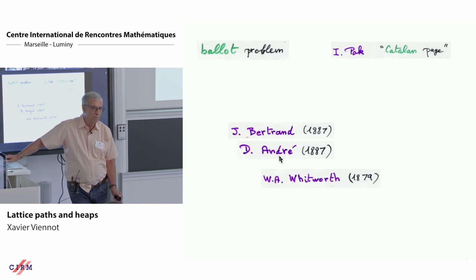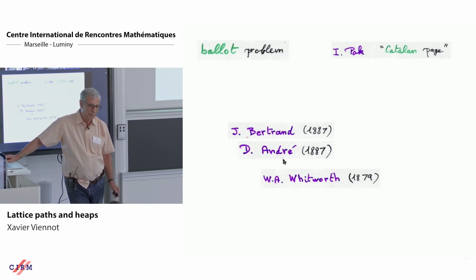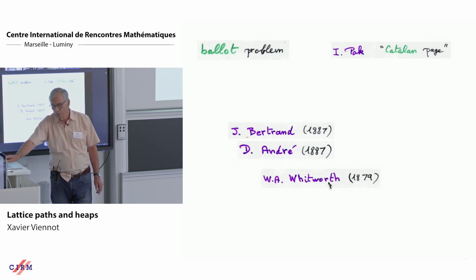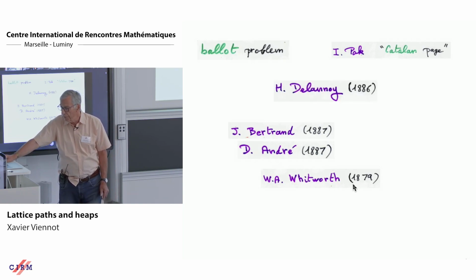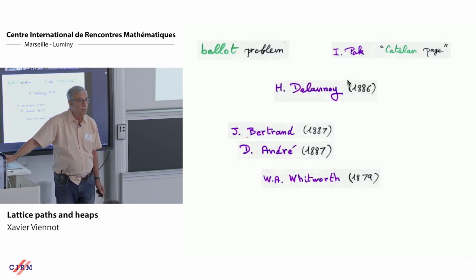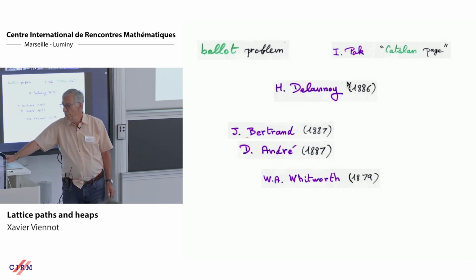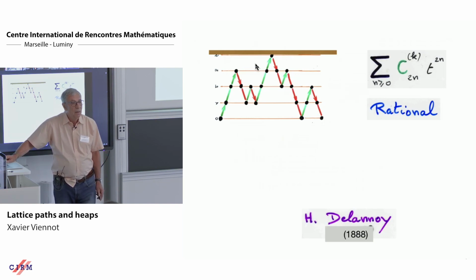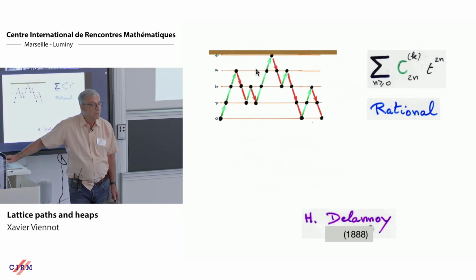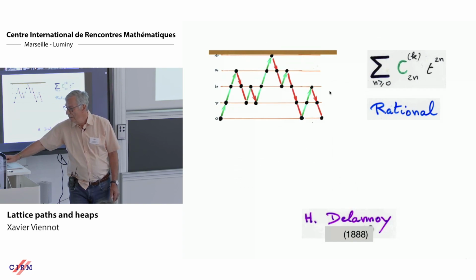Sometimes it's called the reflection principle, but it's not exactly the reflection principle. And in fact, everybody knows that it was first discovered by Whitworth in 1879. In fact, Delannoy also gave a proof of the formula for the Ballot Problem. And Delannoy is working on bounded Dyck paths in a certain way. This is in 1888.